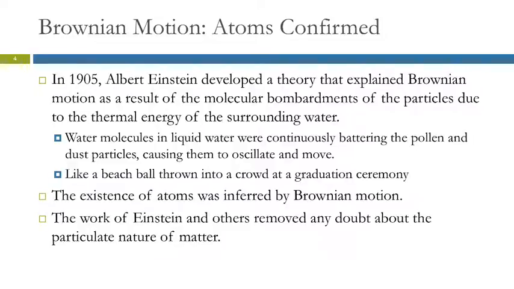So in 1905, a little bit later, Albert Einstein came up with a theory that explained this motion that Brown had observed. And this movement of particles, that jitteriness, is called Brownian motion after Brown. Albert Einstein says that that is a result of molecular bombardments of the particles due to the thermal energy of the surrounding water.